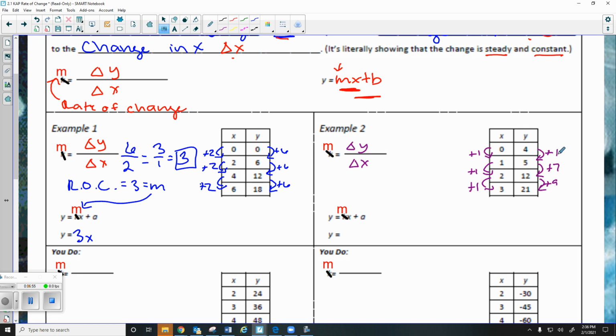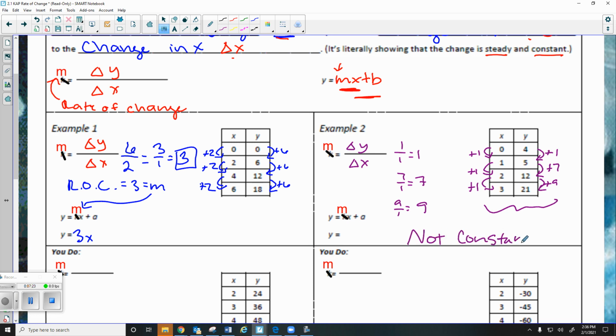Let's find the change in y over x. For that first one, 1 over 1 simplifies to 1. The next one was 7 over 1, which simplifies to 7. So I'm already like, that's not constant, it's not the same. And if I kept going, 9 over 1 simplifies to 9. This table is not constant.